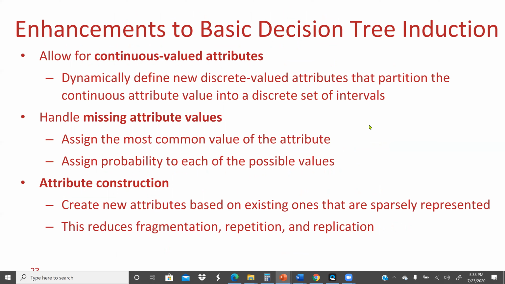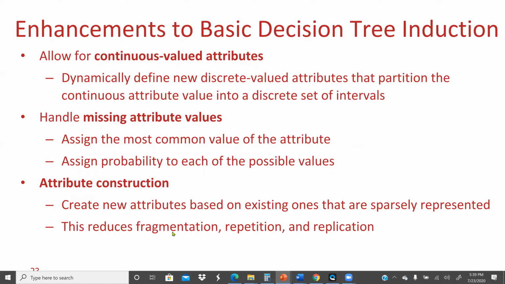So these are the enhancements to the basic decision tree induction. We allow for continuous value attributes by discretizing the data. So in order to use age, I will discretize it by saying that 1 to 5 is 1, 6 to 10 is 2, etc. So we allow for continuous value attributes, but dynamically define new discrete value attributes that partition the continuous attribute value. Then you can also handle missing attribute values. This will assign the most common value of the attribute, or assign a probability to each of the possible values.